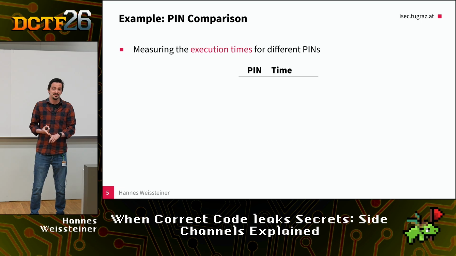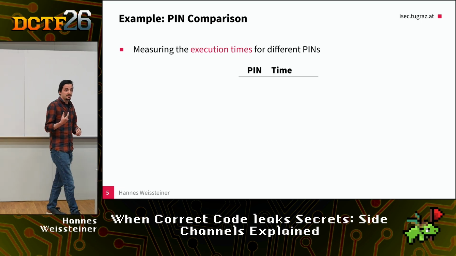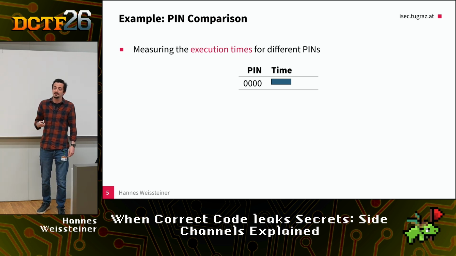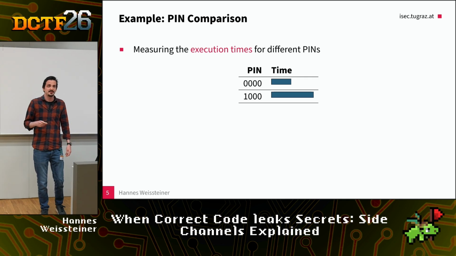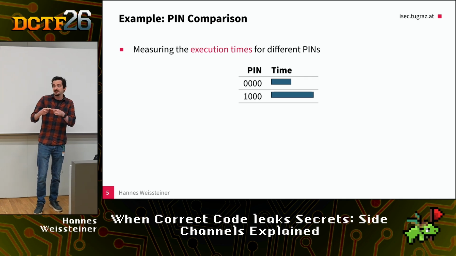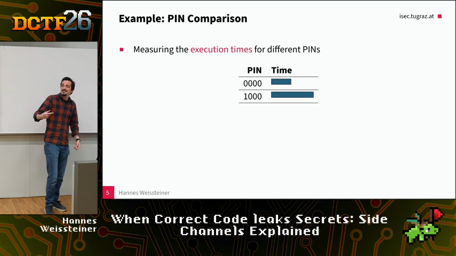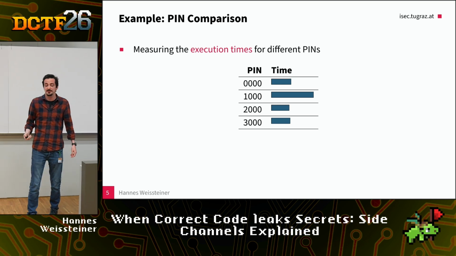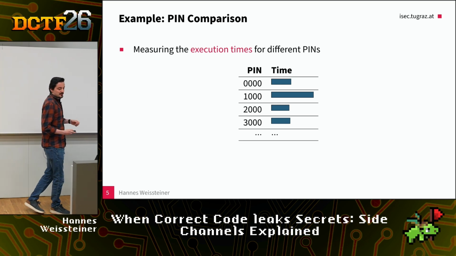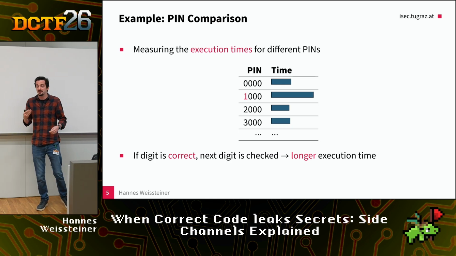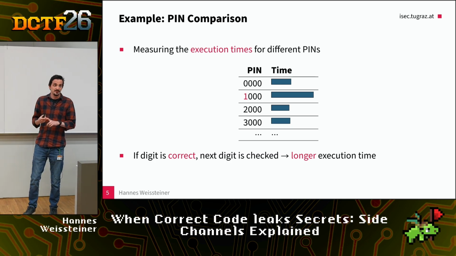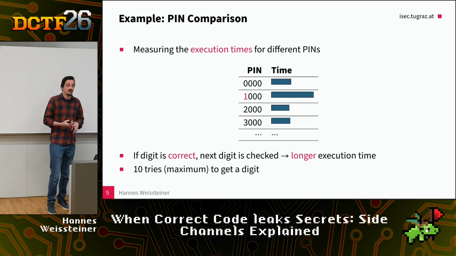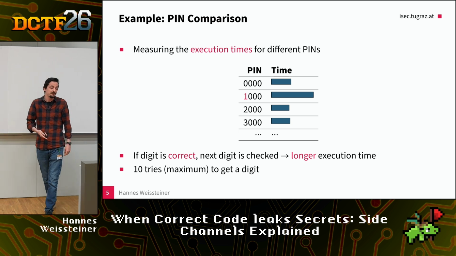If we measure the execution time of this, the correct pin is 1, 2, 3, 4. So we put in 0, 0, 0, 0. It's going to be pretty fast. If we add a 1, it's suddenly slower, because now the first digit is correct, and we have a longer runtime. For all of the other ones, it's going to be fast again, because the first digit doesn't match. And so on. So now we know which was the correct first digit, because the execution time was longer, and we can recover this in 10 tries at max. We can already stop after the second try here.